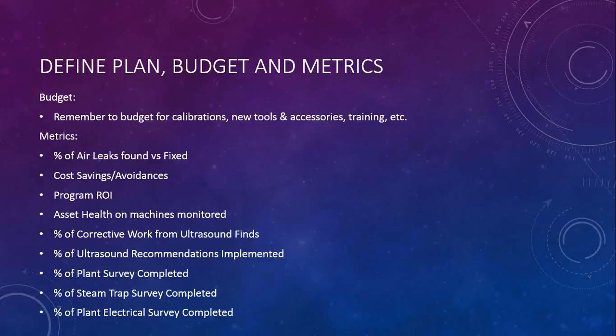Percentage of plant survey completed. My goal right now is to annually complete an air survey. And so we split the plant up into areas and we survey those positions. And then same with the steam traps, same with the electrical survey. You could do precision lubrication as well, depending on what it is that is driving the need for your ultrasound program. Those are the things that you're going to want to focus on. If you're seeing lubrication failures as one of your top failure modes, then you want to implement a precision lubrication program, and then you want to measure that so that you can drive the change.